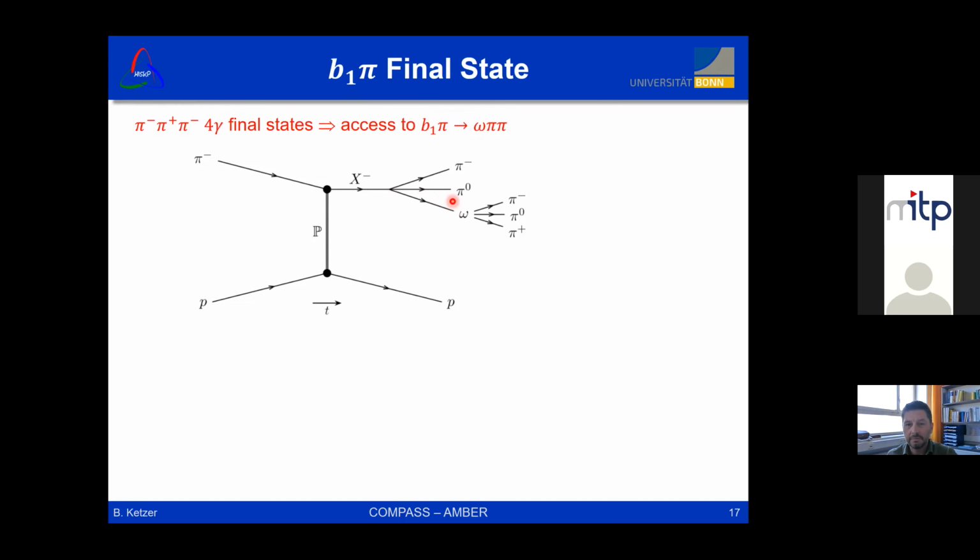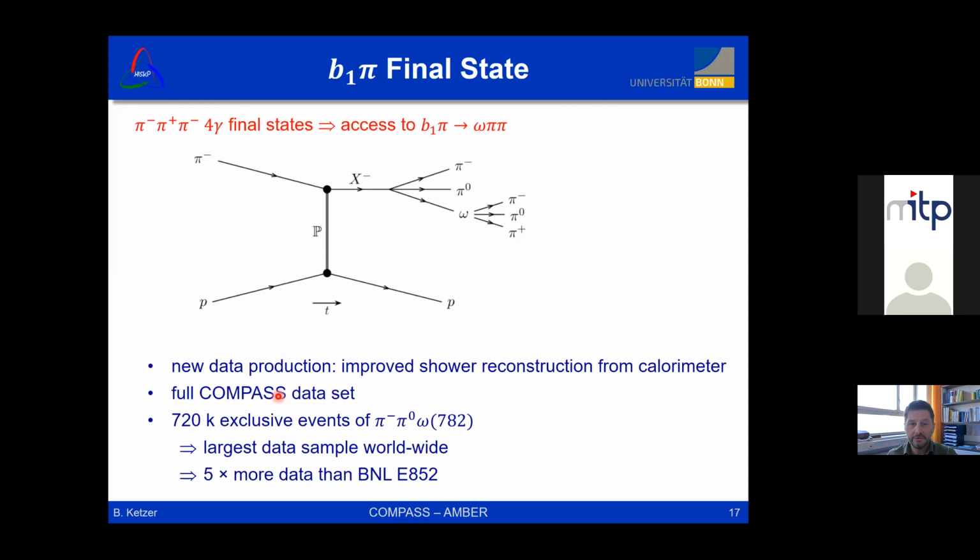We have omega pi pi and the omega pi, both combinations, either omega pi0 or omega pi minus, can form the b1, and the omega decays to 3 pions. And again, we have a new data production here. We use the full COMPASS data set for this final state, which gives us about 720,000 exclusive events just in the omega mass region, which is the largest data sample worldwide, and is about 4 times more data than from the BNL E852 experiment.